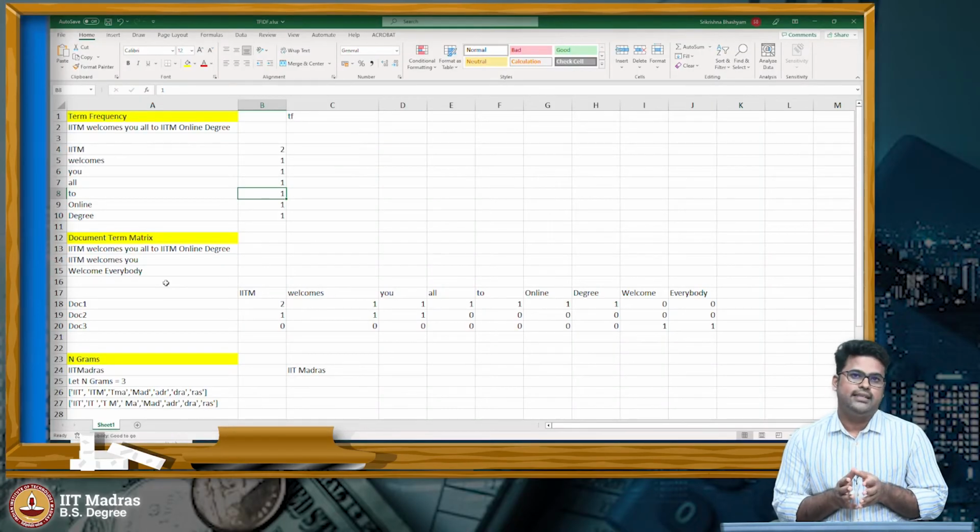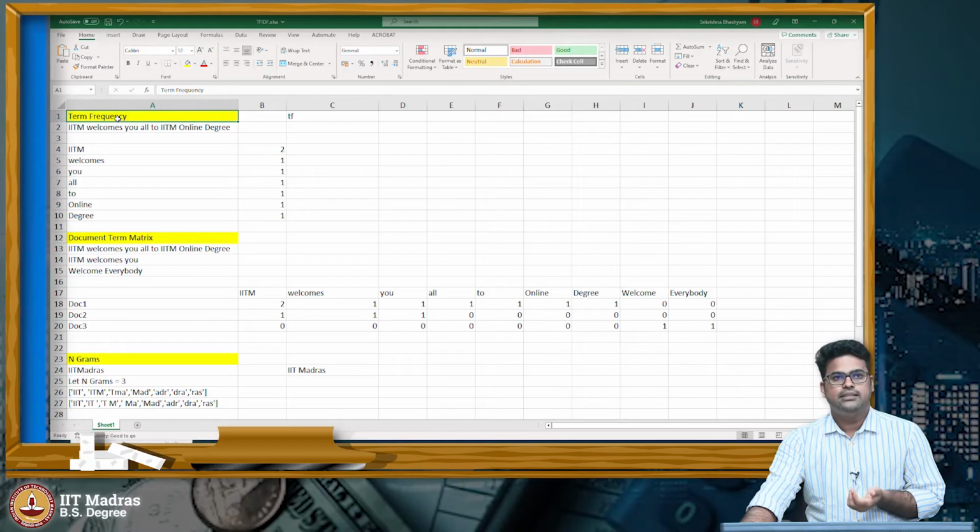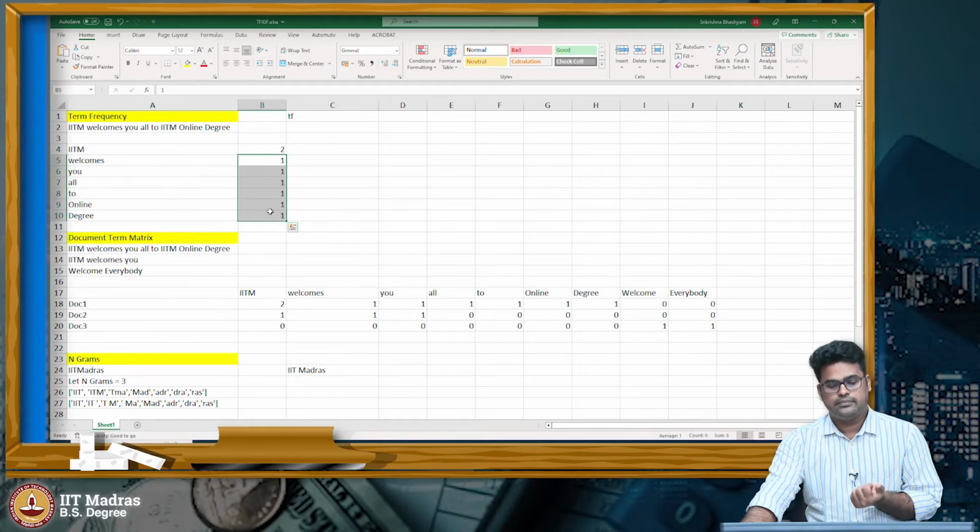Before we jump into the actual exercise of TF-IDF cosine similarity metrics in today's session, let's get familiarized with a few of the terms we are going to use as part of our lecture. The first one is term frequency. As the name suggests, given a statement, the number of times each word occurs in that statement is our term frequency. For example, in the statement "IITM welcomes you all to IITM online degree", the word IITM has occurred twice, hence taking the frequency of 2, whereas the rest of the words occur once each.